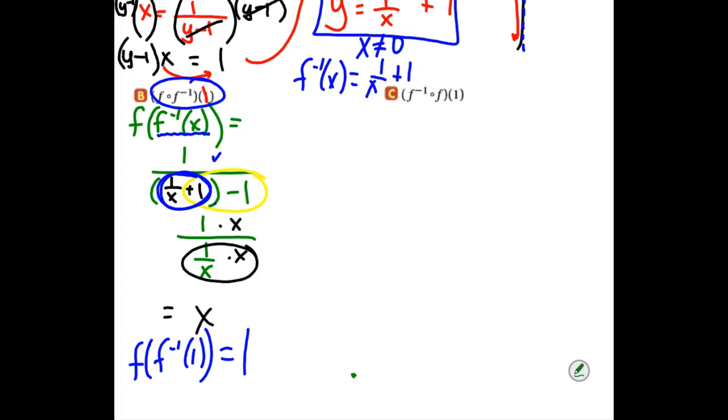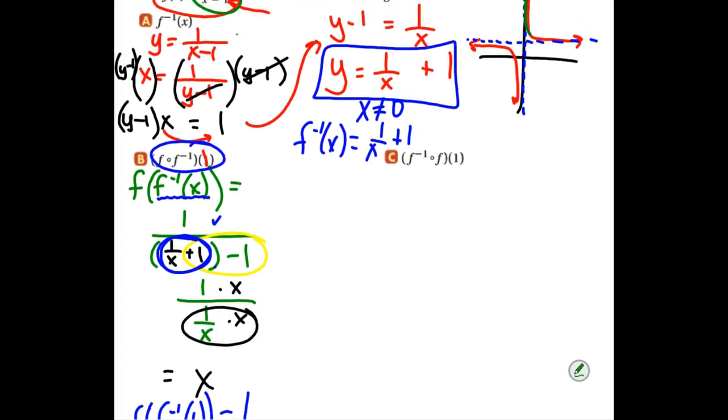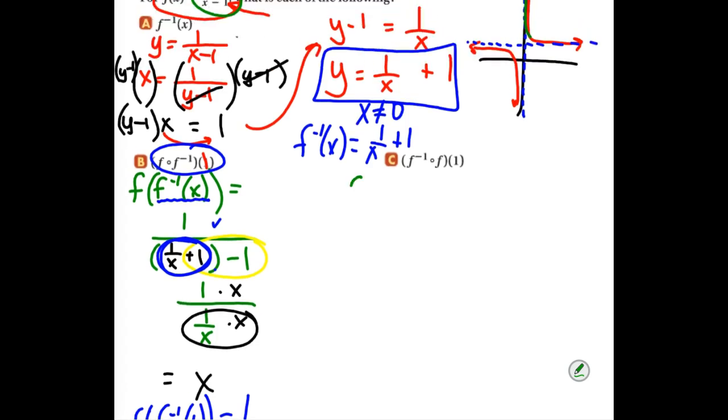All right, let's look at our other one. This one says start with the inverse and dump the original into it. Again, I'm going to do this just with an x. Starting with the inverse, we had 1 over something plus a 1. What were we dumping in? The original function, right? 1 over x minus 1.